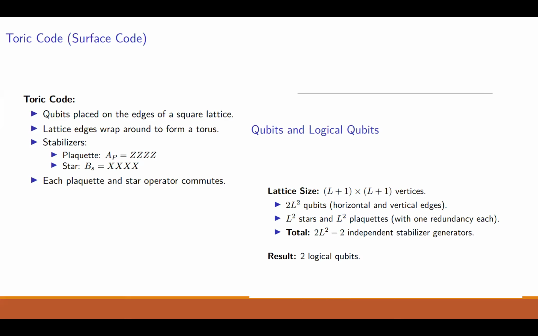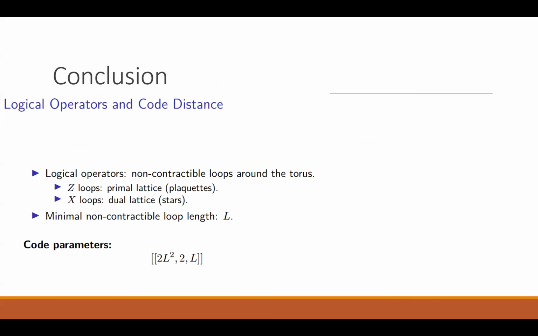So you can get 2 logical qubits for the torus. If you put it on a planar surface, you get a different number of logical qubits. Even though we are not going to understand the wave function, this code indeed gives you 2 logical qubits. The 2L squared is the number of total qubits, and the 2 is the constraint. The idea is that this distance L is large; this is distance indeed L.